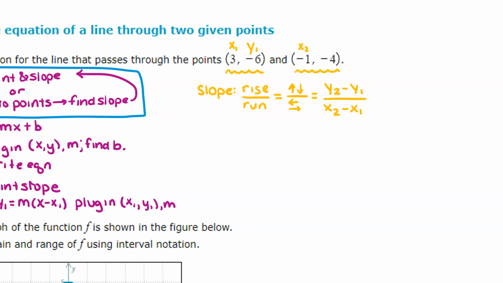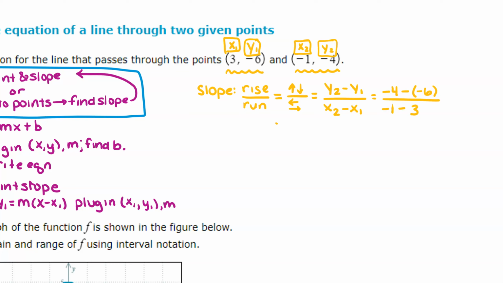So I'll call this one x2 and y2. So for our example here, we're going to have -4 y2 subtract y1, -6. Big divides. Then we're going to go in the same order, and we're going to do x2, so that's -1, subtract, and then x1 is 3.